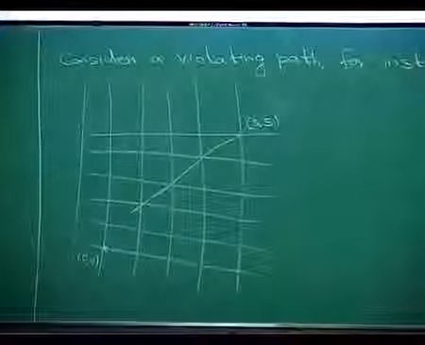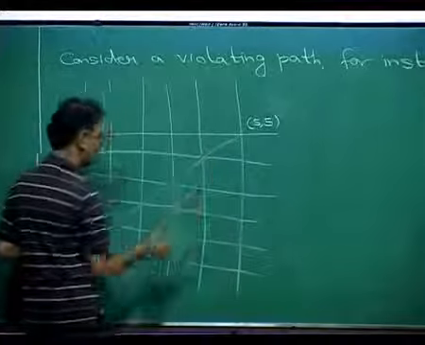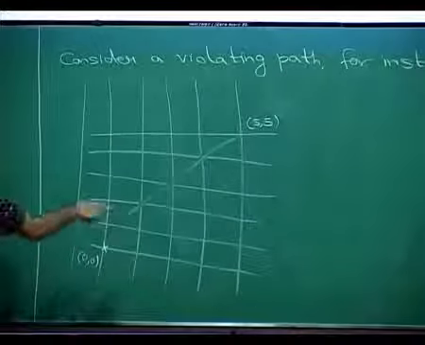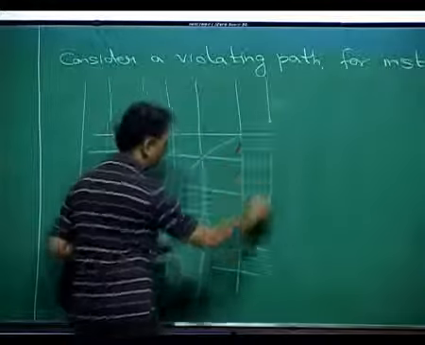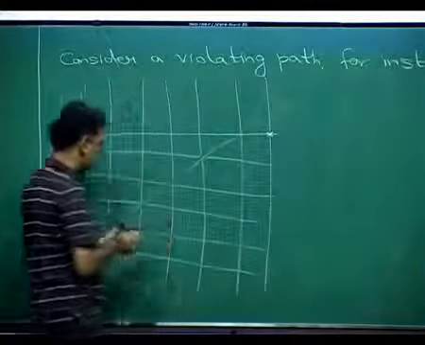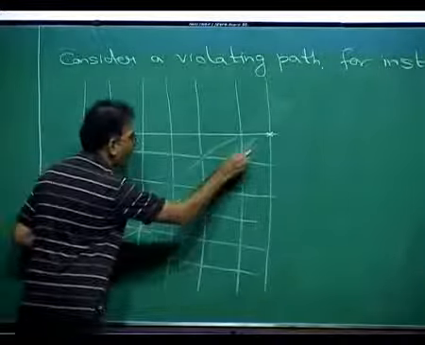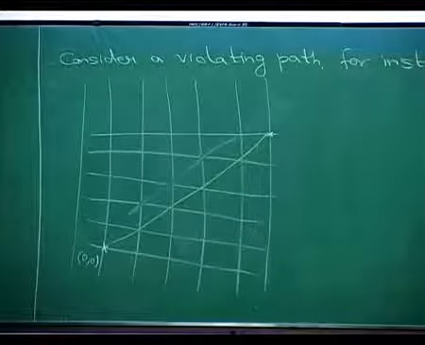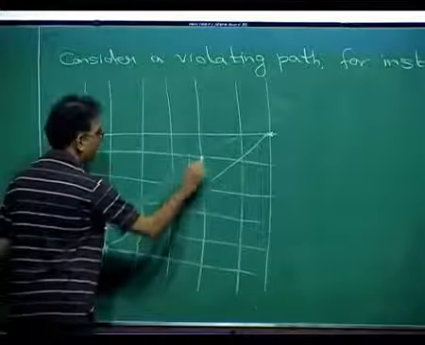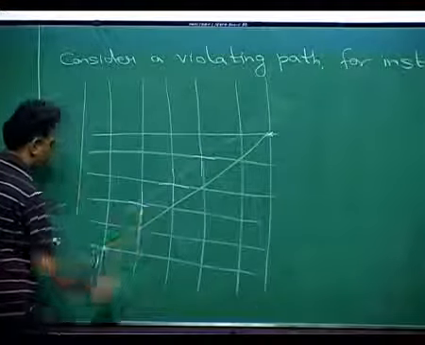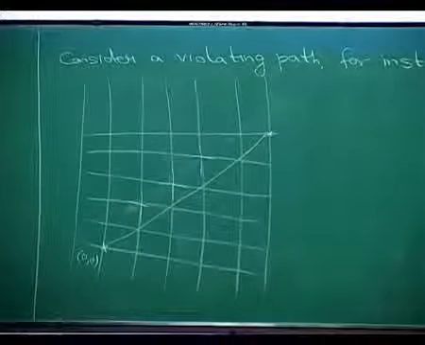Oh, sorry. So which point did I actually take there? I should have taken 5, comma 5, but I took 4, comma 5. So the point is here. Then draw the diagonal. And I'll take a path which violates the condition, which goes below the diagonal. A path from 0, 0 to 5, 5, which at some point goes below the diagonal.